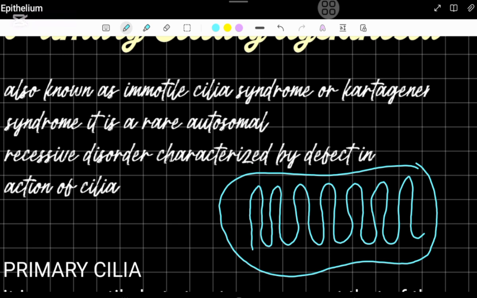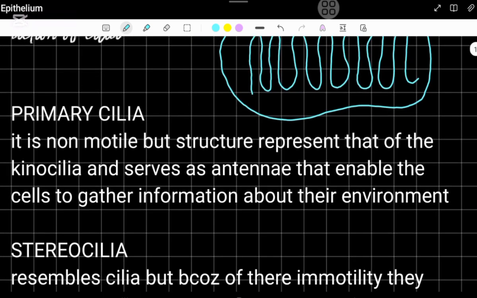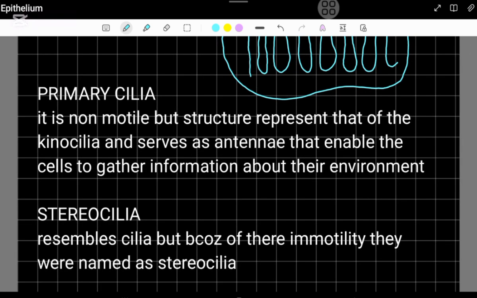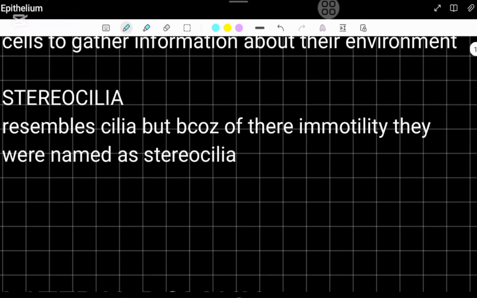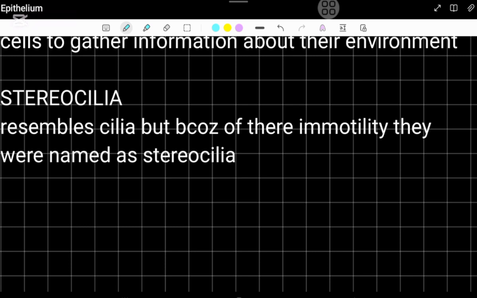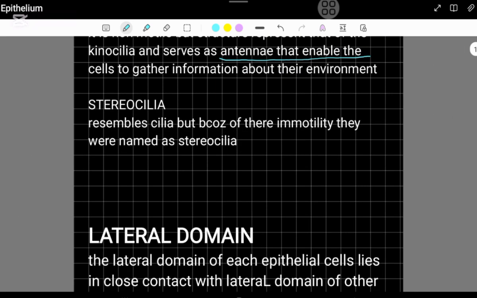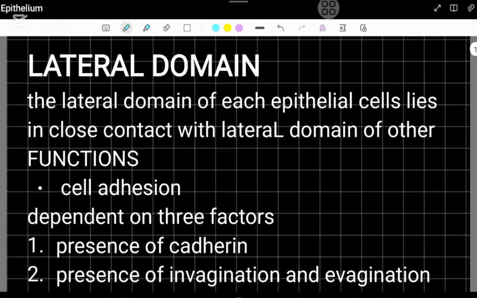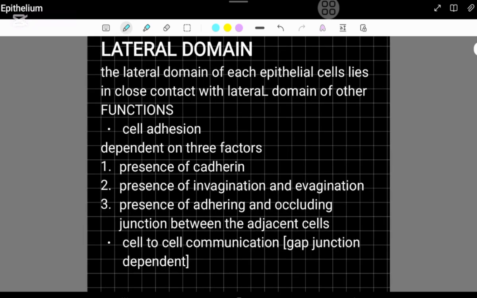Then the mucus gets deposited in the respiratory tract, and it will lead to different problems. Now, primary cilia. It is non-motile, but its structure resembles that of the kinocilia and serves as antennae that enable cells to gather information about their environment. It's not that important. Now coming to the stereocilia. Stereocilia resemble cilia, but because of their immotility, they were named stereocilia. Now you get why they are known as stereocilia and not kinocilia, because stereocilia are immotile and kinocilia are motile. Now coming to the lateral domain, which is present on the side of the epithelial cells.